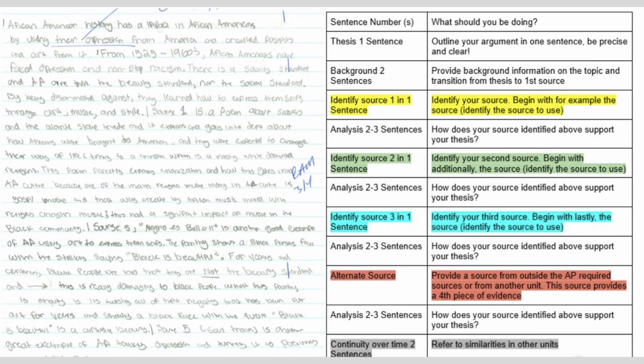So I'll always say to use this structure. Give me that thesis. Follow this particular structure here. Give me 2 background sentences, and then you want to always identify the source.